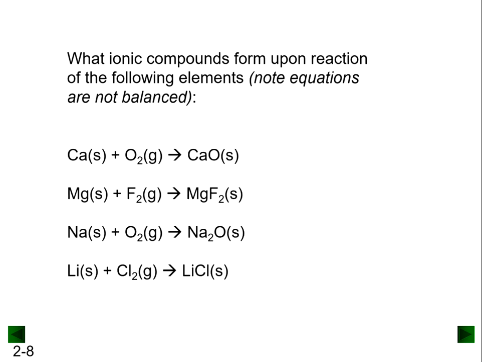Now note the equations are not balanced here. Calcium and oxygen form calcium oxide, CaO. Magnesium and fluorine form magnesium fluoride, MgF2. Magnesium has a 2+ charge, so I need 2 fluorines, each with a -1 charge. Sodium and oxygen form sodium oxide, Na2O. I need two sodiums to counterbalance the two negative charges on oxygen. And finally, lithium and chlorine form lithium chloride, LiCl, each with a +1 and a -1 charge.